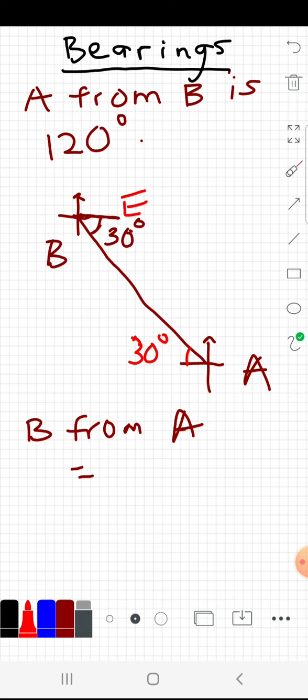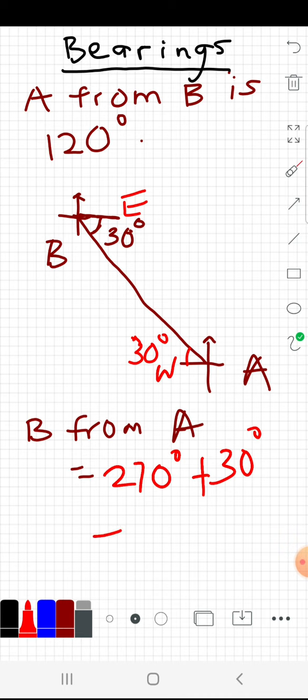But this is an easier way to do it. My 30 is between the west and the joining line. The west is 270 degrees plus 30 degrees between that and the joining line. So the bearing of B from A is 300 degrees. Whoa, I'm sure you love this. Okay, we're still going to take two more examples to be sure we understand this. Please come with me.